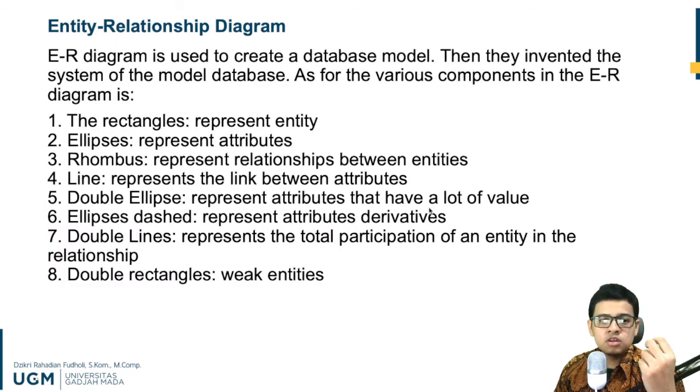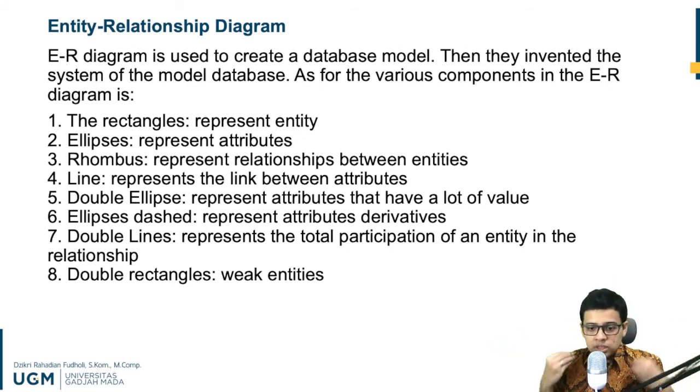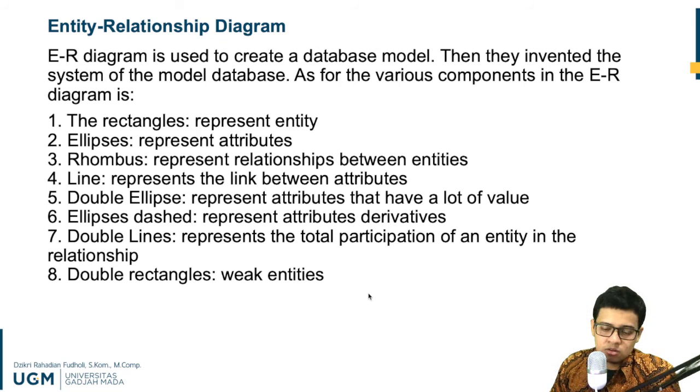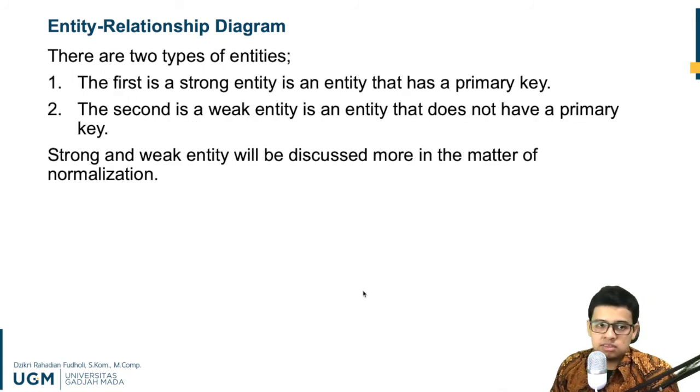Next, we're going to talk about the entity relationship diagram. The ER diagram is a diagram of how we will visualize the connection between each entity set. We have the rules here. There are rectangles to represent the entity, ellipses that represent the attributes, the rhombus, the line, the double ellipse, ellipse dash, double lines, and double rectangles. You can pause here to read, and then we'll see the example after this.